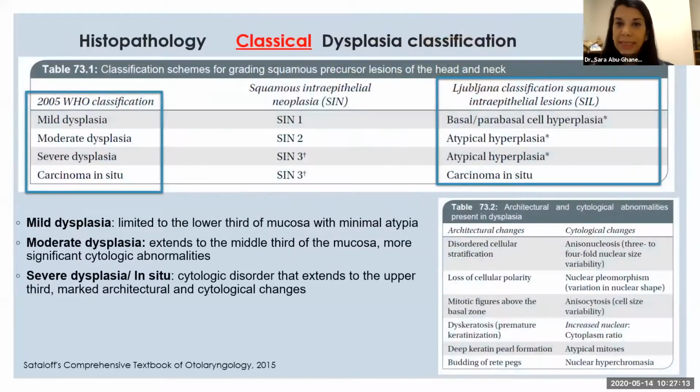The dysplasia itself, in the classical classification that most of us are using, the WHO, is mild, moderate, and severe, and the carcinoma in situ. A lot of times we'll see pathologists using severe dysplasia and carcinoma in situ together. Another classification that we're all familiar with is the Ljubljana one. That's another classification for dysplasia.